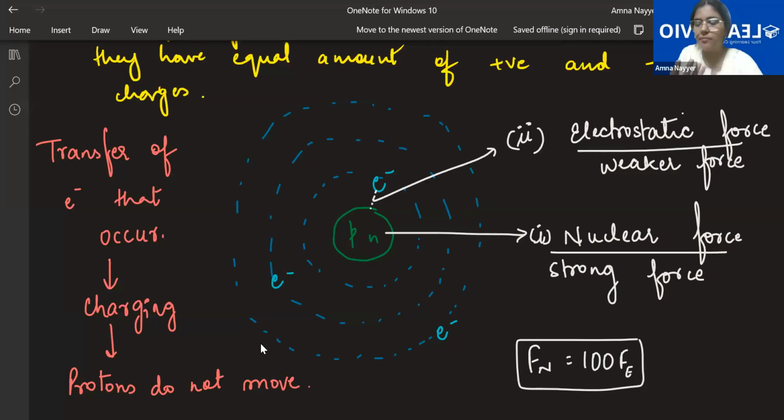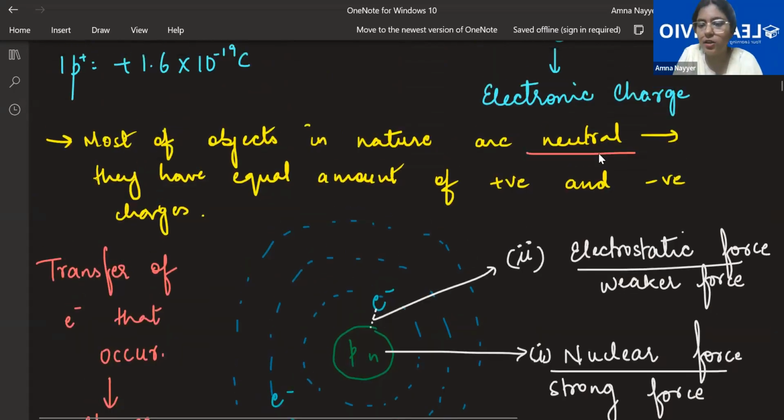If lots of electrons are getting added to an atom, we'll say this is a negatively charged body. If lots of electrons are getting away from this atom, we say this is a positively charged body. It's not that protons are getting added into the atom. And when positive and negative are exactly equal, we say the body is a neutral body.